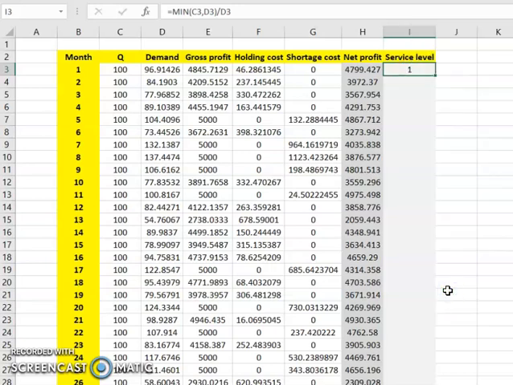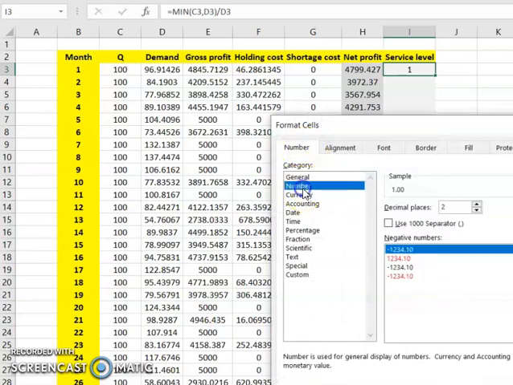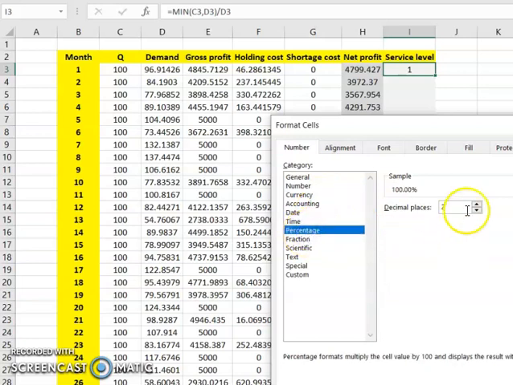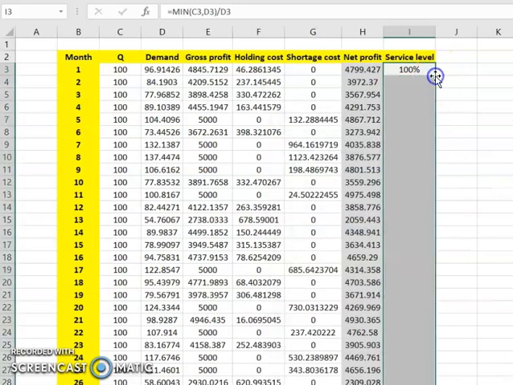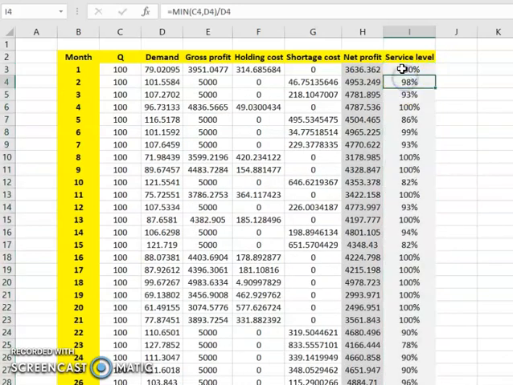As you can see, where is it? Okay, number, here we have percentage, and let's go without any decimal. So we have this, and if I populate this, we come up with this. Some of the periods have a service level of 100%. That's correct. Which periods have the full level of service? That is 100%. The periods where your Q is greater than D.